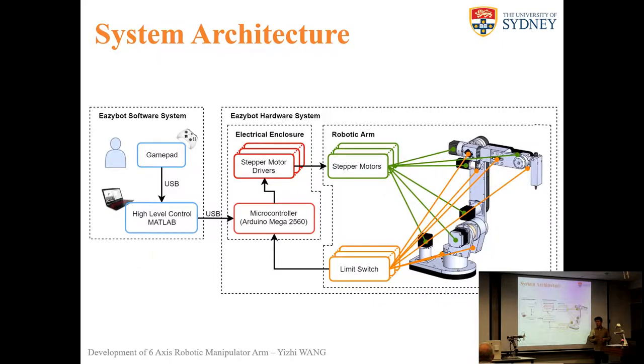My EasyBot system is based on the AR2 robotic arm. I assembled the mechanical structure with the CNC machined aluminum parts and the 3D printed ABS cover and end effector. The high-level control program is designed using MATLAB, and the signal is transferred via USB to a microcontroller, which is an Arduino Mega 2560. It controls the stepper motors and receives the signal from the limit switches.